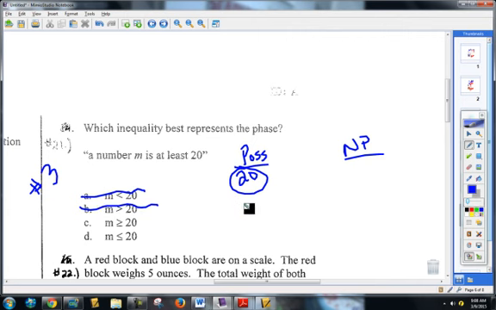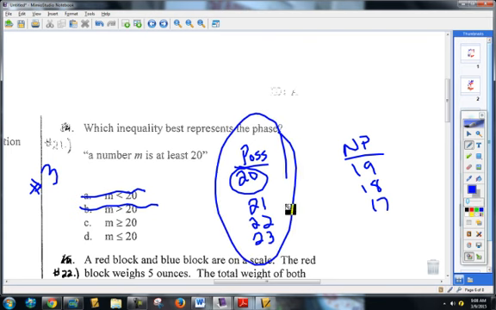Okay, so what other number would be possible? Yes? 21, 22, 23. Not possibles would be 19, 18, 17, right? So now, which one of these 2 inequalities would allow for those possibilities to make it true? Letter C. Okay?